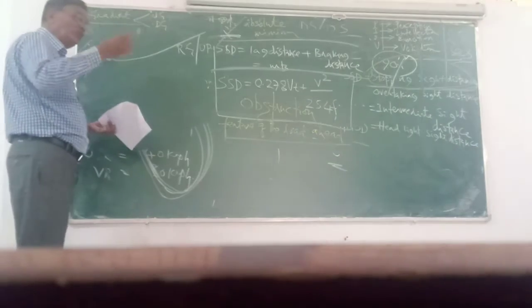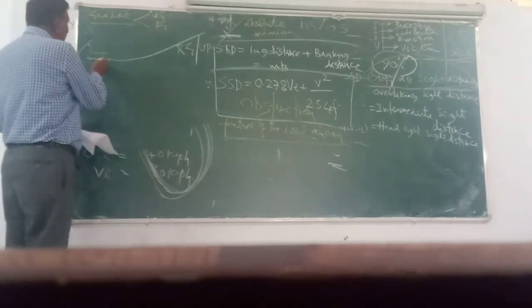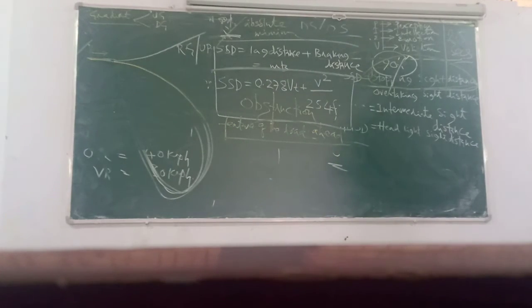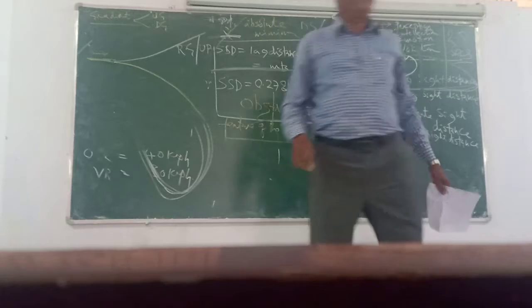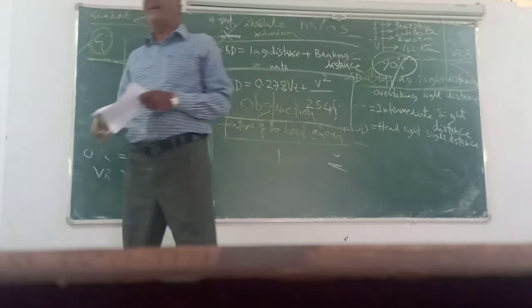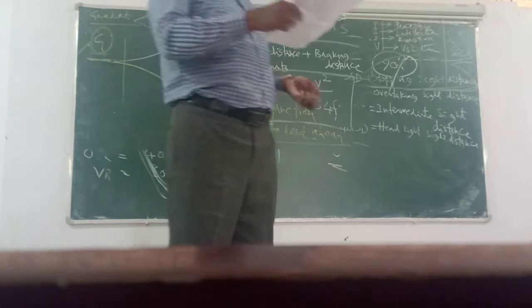Now again I am going to define the down gradient or the falling gradient. If the center line falls in the direction of the movement of the vehicle, that gradient is known as down gradient or falling gradient.